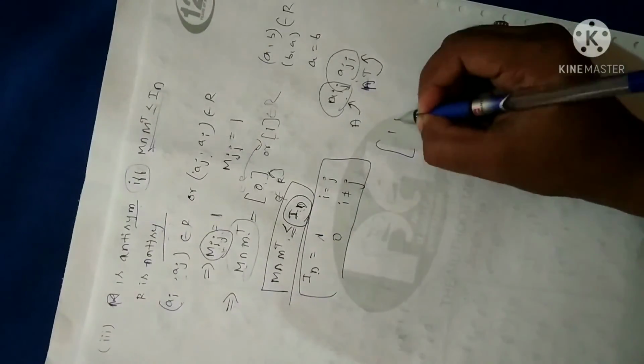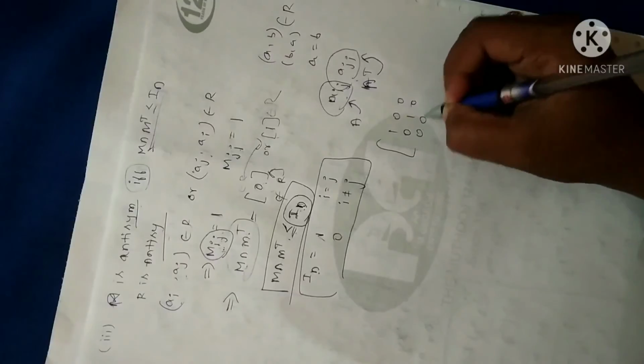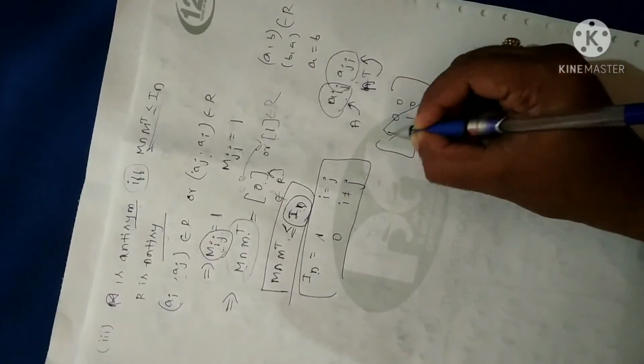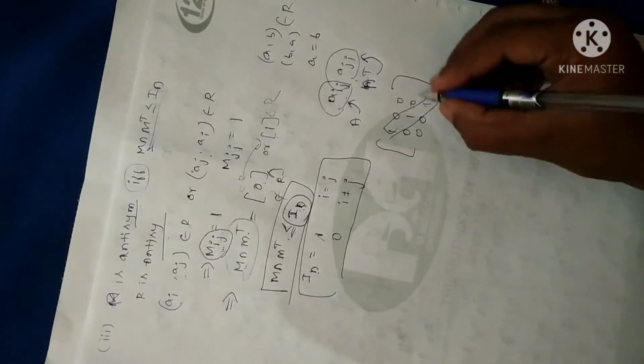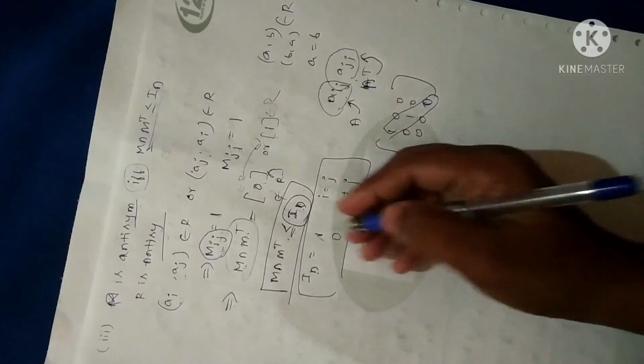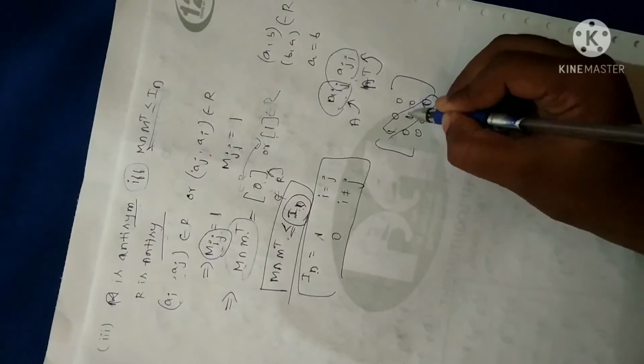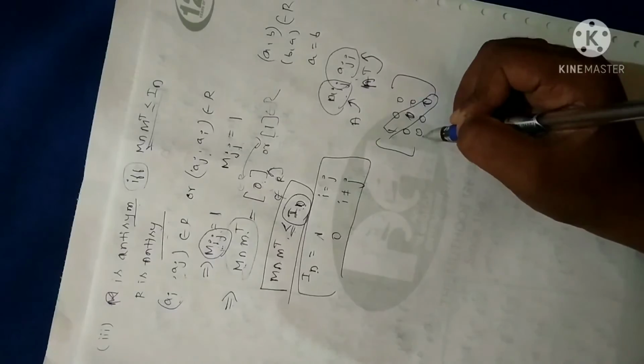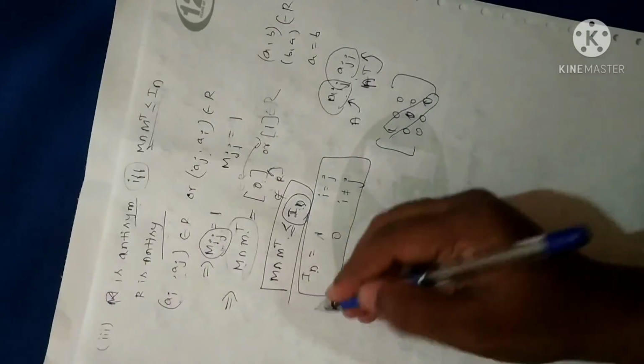Meaning, the In matrix is 1, 0, 0, 0, 1, 0, and so on. Either all the principal diagonal elements may be equal to 1, or it may equal 0 also. It may be less than. Less than meaning one of the elements may be equal to 0. Clear? So I have proved one part.